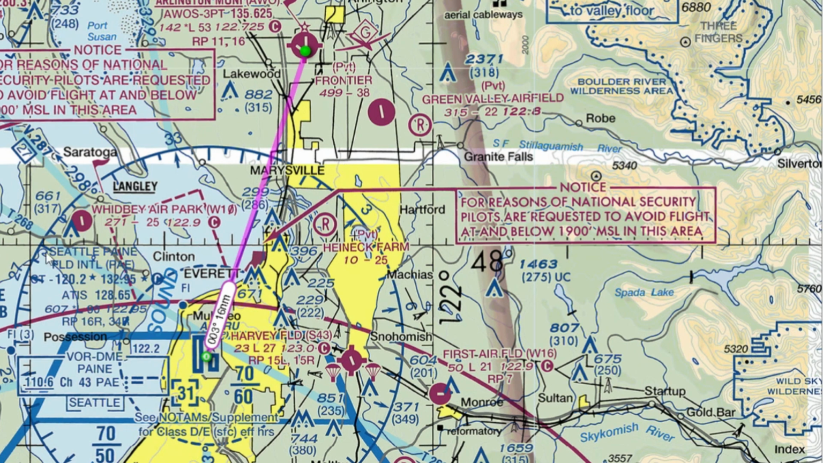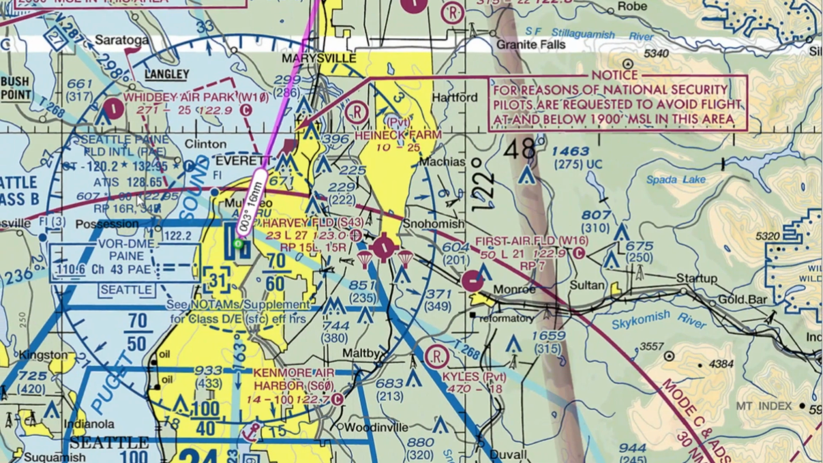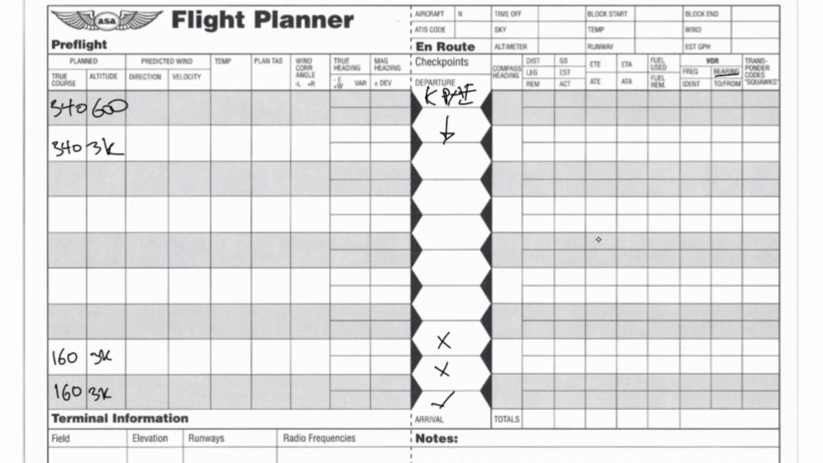We can also use this time to note the VOR bearing we'll be using for redundant navigation. Jot down your frequency, identification, bearing, and whether it will be to or from indication.